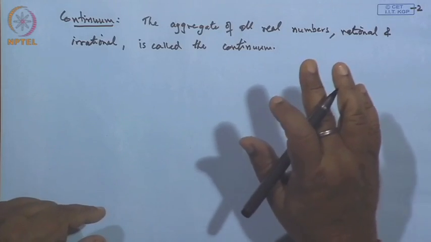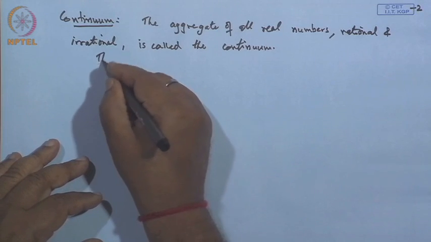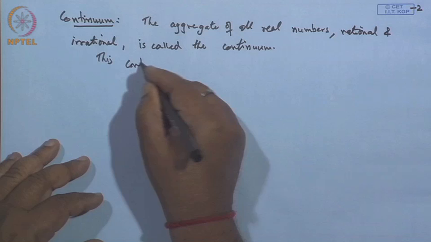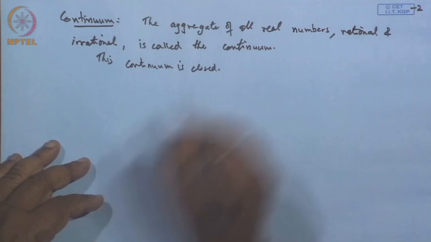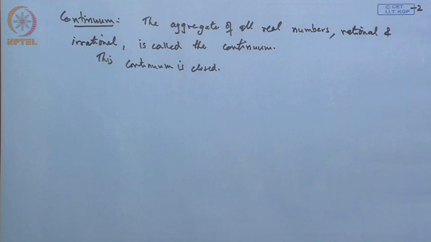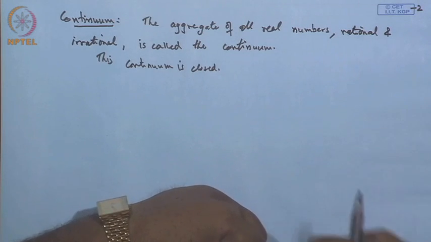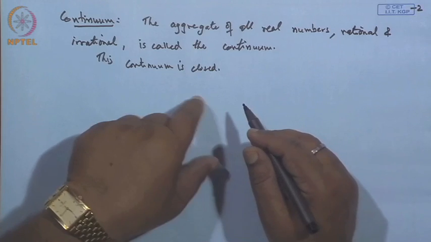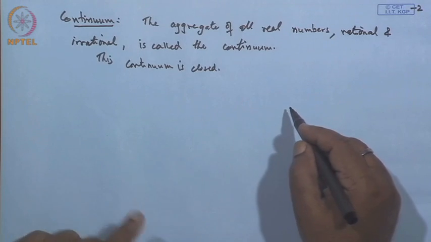Now, this continuum is complete. This is a complete set. This continuum is closed, that is, completeness is there. What do you mean by this? We have got this continuum by applying the Dedekind cuts.